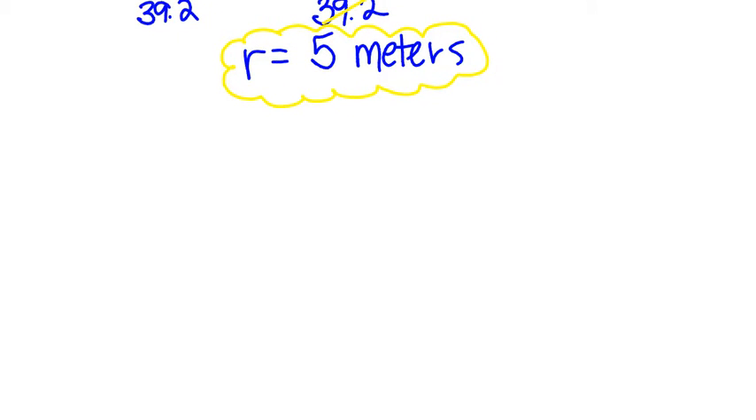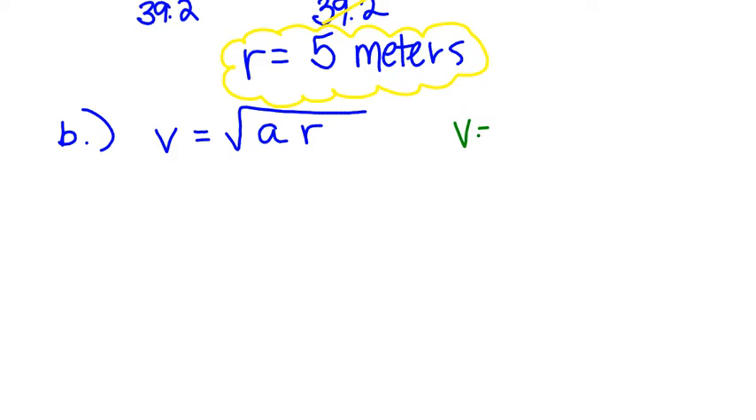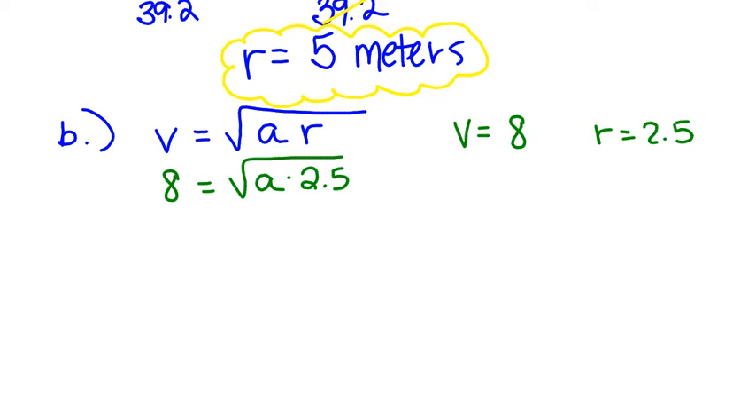I'm going to make this a little bigger here. So we're going to use our same equation. The velocity equals the square root of the acceleration of the car times the radius of the curve. So we did identify up above that the velocity was 8 and the radius is 2.5. That will plug into our formula. So we're going to let V equal 8. A is our unknown, that's the acceleration of the car, and the radius is 2.5. So we have to solve this for A.